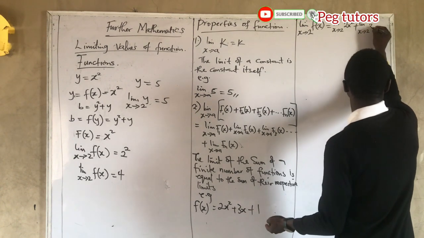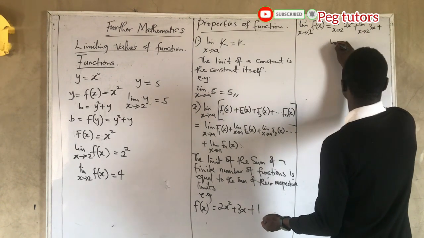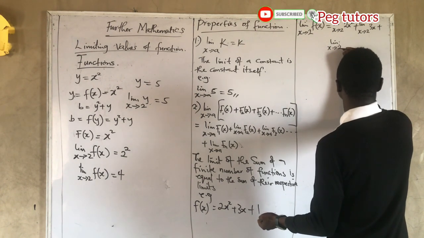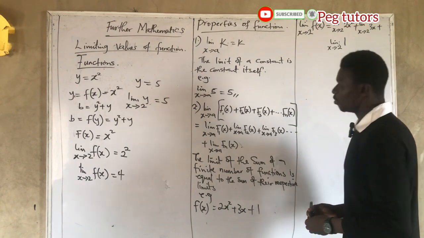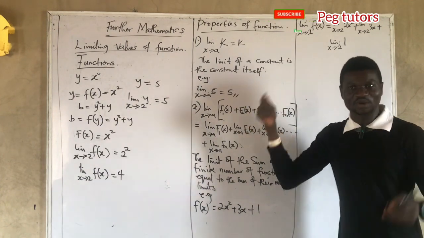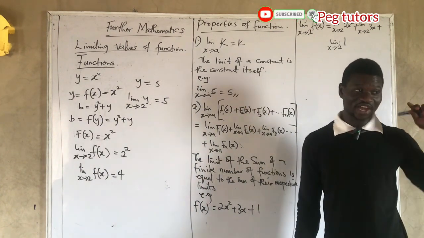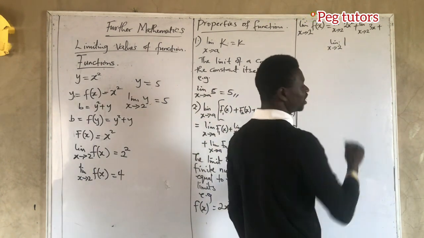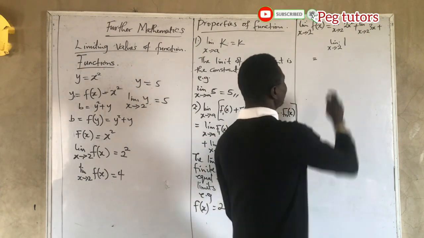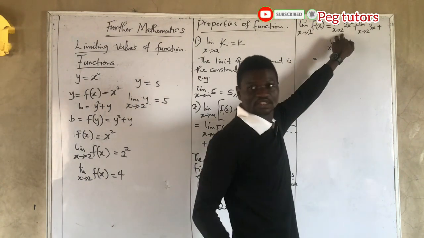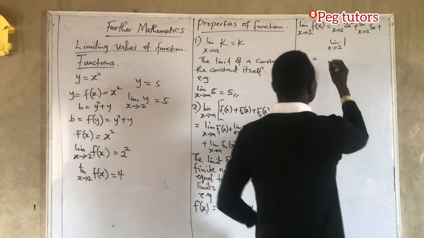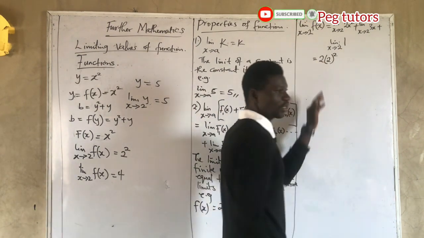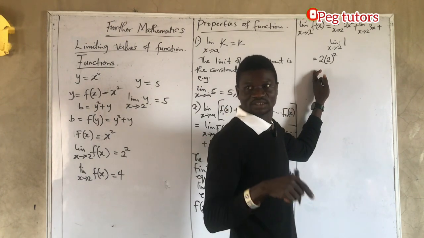What is there? 3x plus the limit as x tends to 2 of 1. Remember, the limit of a constant is what? The constant itself. Don't forget that rule. So that's rule 1. Now, let us take the limit individually. So that will be equal to the limit as x tends to 2, so 2 into 2 raised to power 2. Anywhere you see x, put it as 2.